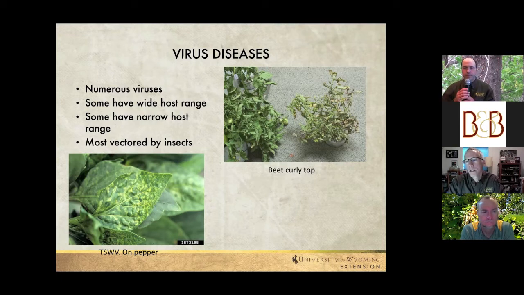The big ones are the aphids and leafhoppers, which are probably the main ones that will vector a lot of our viruses. There are a few that can be vectored physically, like by dirty, contaminated equipment, your tobacco mosaic viruses. They're kind of an exception.